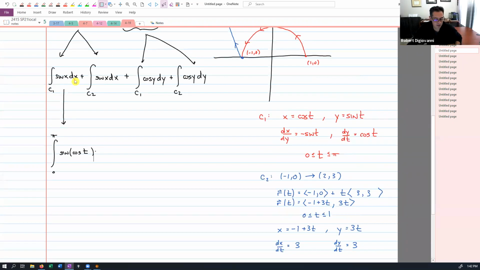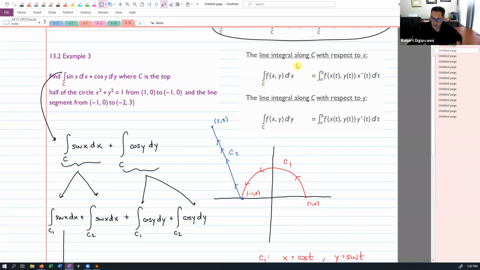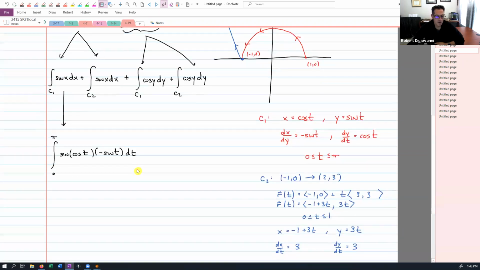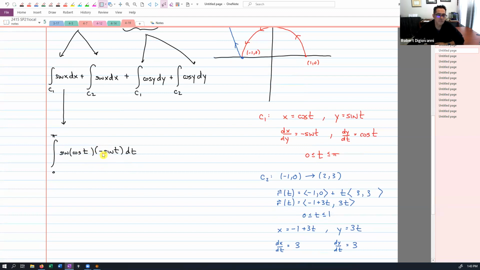Times dx. Now come up here, remember the formula here. The line integral along C with respect to x is this. This dx really is just the derivative of the x function with respect to t. So for the dx, I'm going to put the derivative of just this one with respect to t, which is negative sine t dt. You think you could do that integral? Basic u sub, u is cosine t, the derivative of that is this. So you'll have sine u, I'll let you do that. Okay, plus now this one.